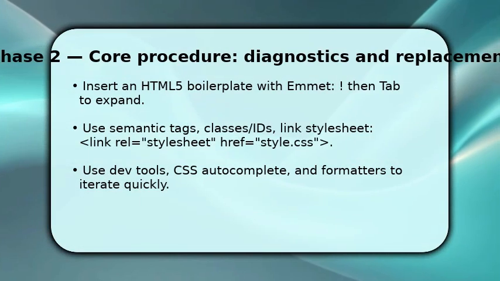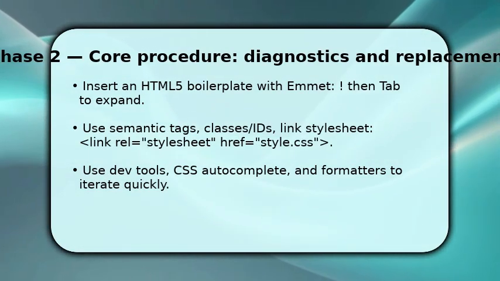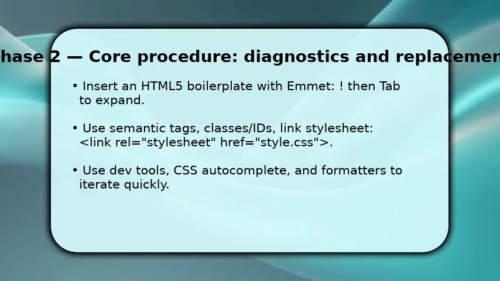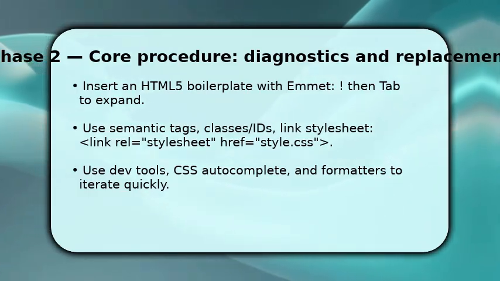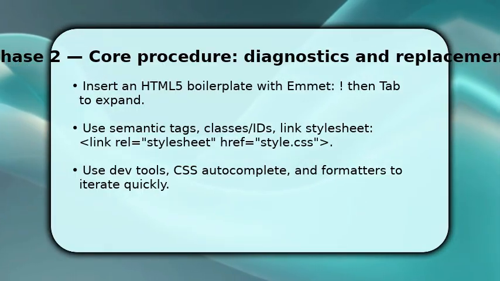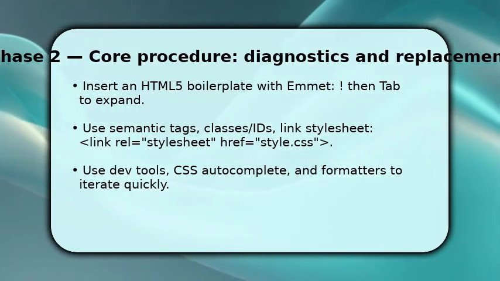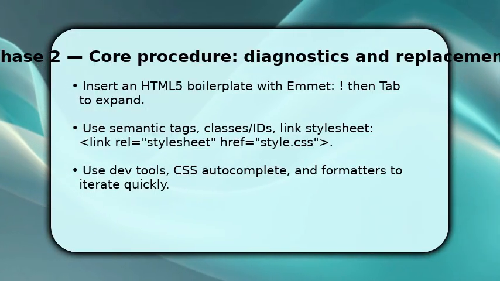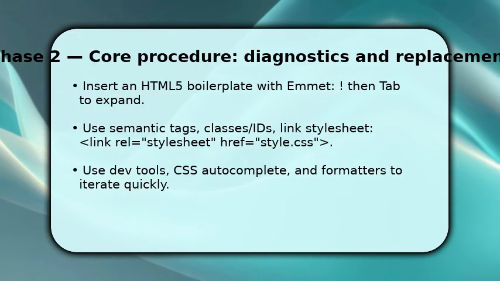You now write the core structure. Expand an HTML5 boilerplate and add semantic sections like header, main, and footer so content is accessible and maintainable. Link style.css in head and create class names that reflect purpose rather than appearance. This helps later when refactoring.